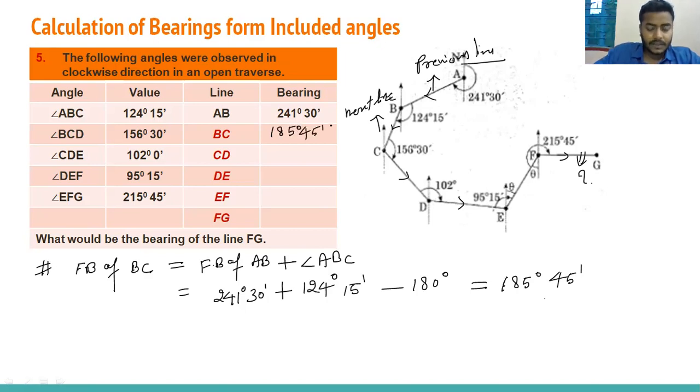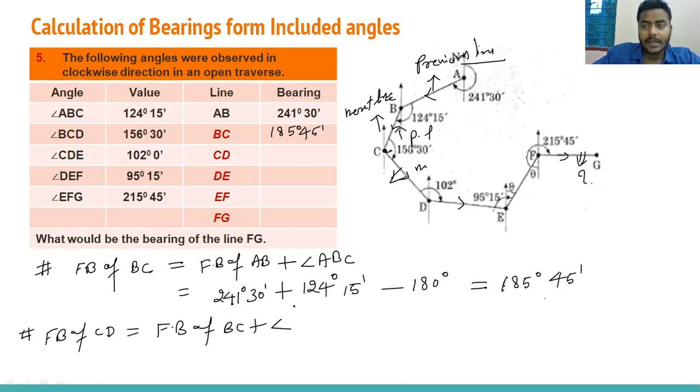Now similarly we can calculate the forebearing of the next line. We can do the operation at station C. So this would be the next line, and this would be the previous line, right? So the forebearing of line CD equals the forebearing of the previous line BC plus the included angle. What will be included in it? At C, angle BCD, right? According to that, we will just apply the deduction formula. We will add or subtract, whatever.